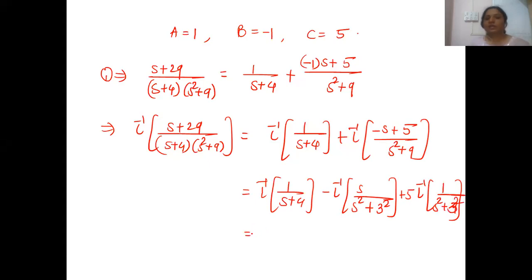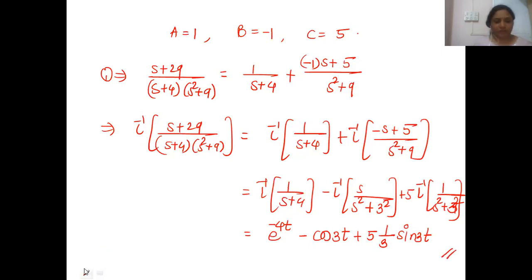Okay, so now we can find the answer. What is this? e raised to minus 4t. Perfect. Minus s upon s square plus 3 square is cos 3t. Very good. Plus 5 into 1 upon 3 into sine 3t. Done. This is your answer. So you can write 5 by 3. Done. So do you get it now? Yes. You can easily separate by using partial fraction and solve. Then it will convert into one of the standard formulas and you can easily solve it.